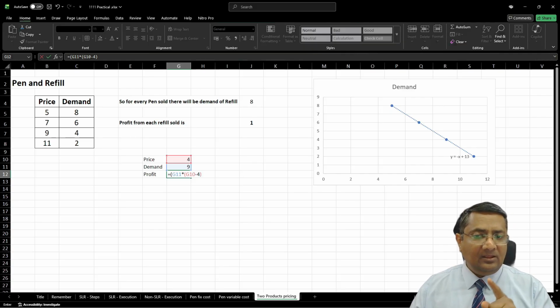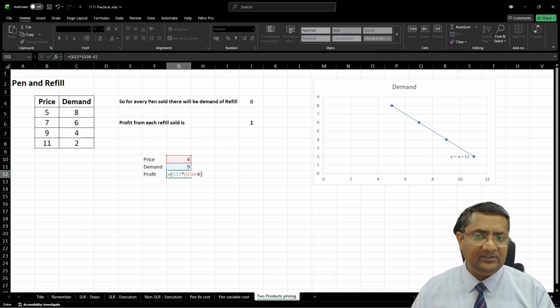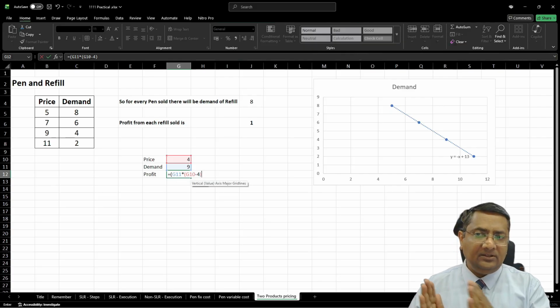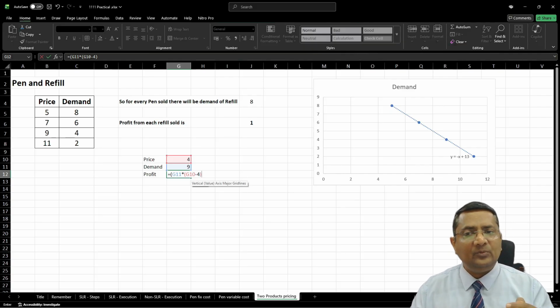But remember here, this pen is also associated with some other. Here we know very well that if we sell a pen, then there will be a demand of refill. How many refill? 8 refills. And from the selling of 8 refills, we will earn profit. How much profit? From each refill, we will earn 1 rupee. So till this point, what we have calculated? The price minus the cost of pen. But here we will also earn profit from the selling of refill. So that we have to add here.